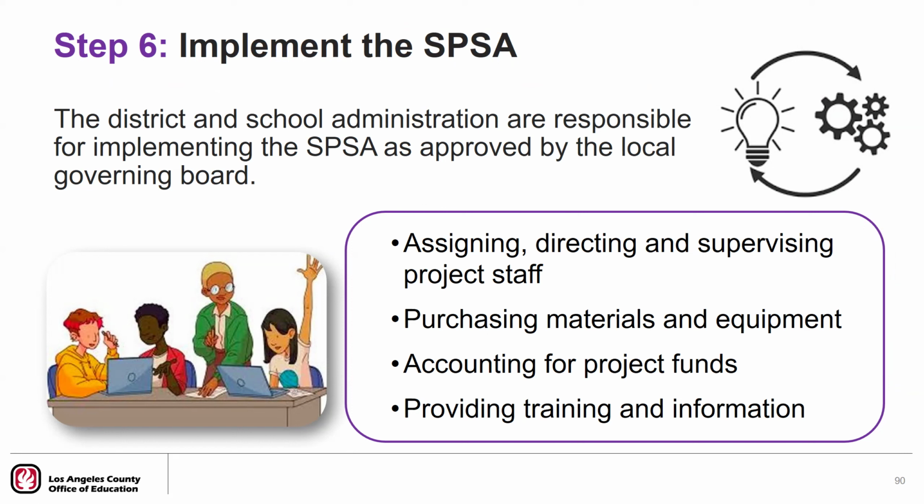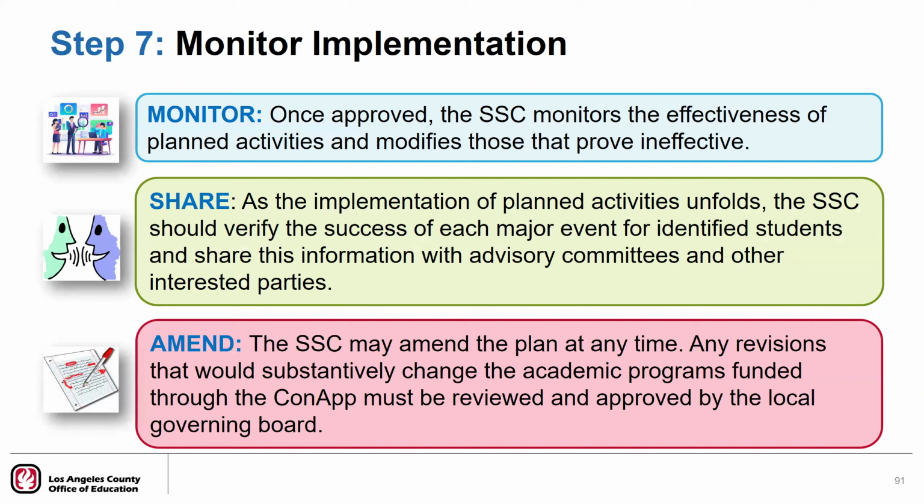And now, step 7. Monitoring the implementation of the plan. Once the plan is approved and implemented, the school site council is responsible for monitoring the effectiveness of planned activities and modifying those that prove ineffective. Monitoring is more effective and efficient if the plan specifies actions, dates, estimated cost, and measurable anticipated student outcomes, as well as the persons involved in their responsibilities. A plan that is too general can minimize accountability and diminish results for student achievement.